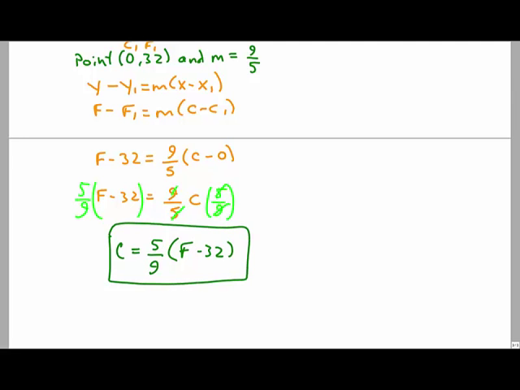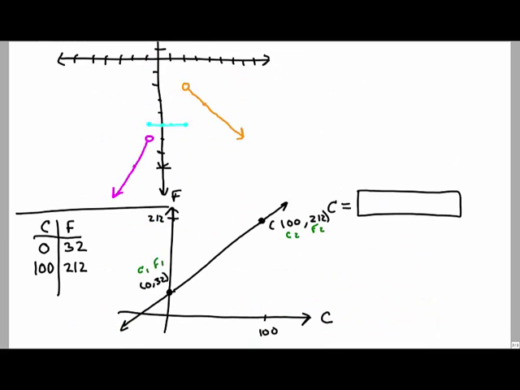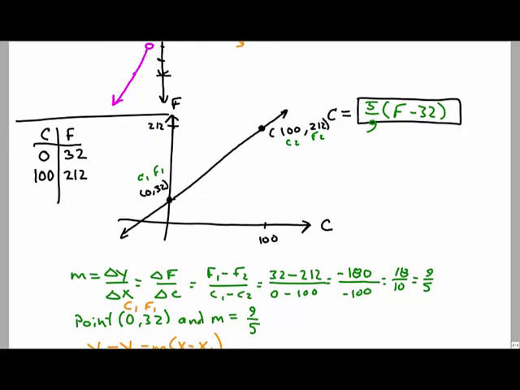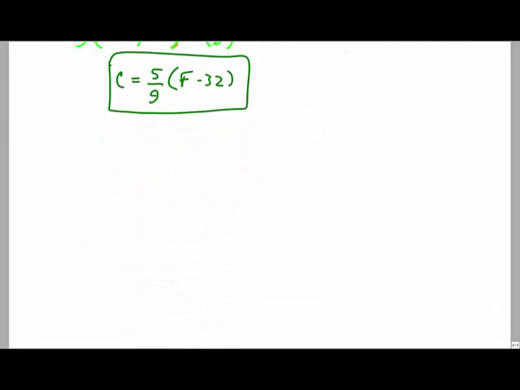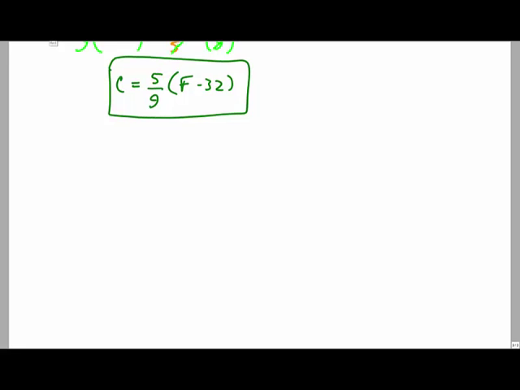So up here, this would be 5/9 times F minus 32. So that's how we can derive that temperature formula that we use a lot. Now there's another part to this question. This part would be, at what temperature are the readings equal?